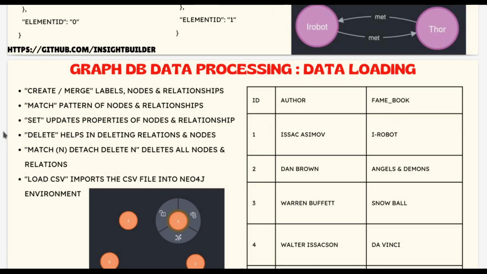For example, all these are various Cypher functions which can do activities like create labels, nodes, and relationships. Match is like select, and it can return. Set is like insert. Delete is like removing or dropping the rows. Match and delete will delete all the data, so keep this particular command in mind very carefully. If you use it, you are going to lose all the data. And load CSV is going to load the CSV files that you have into the database directly.